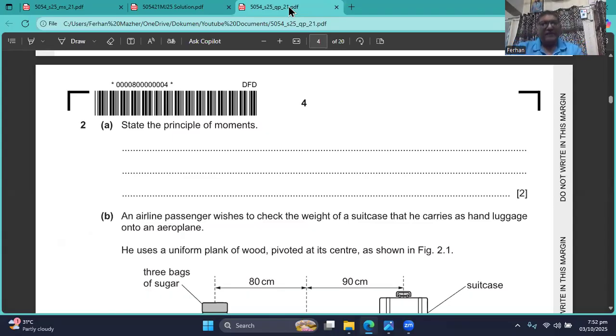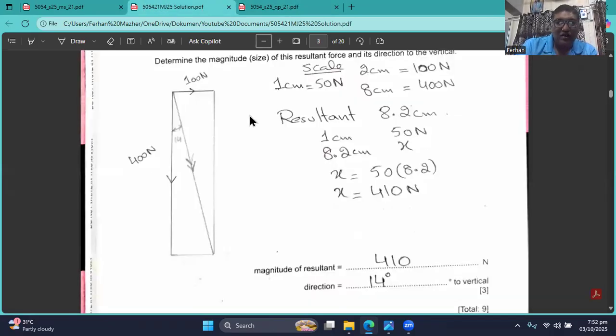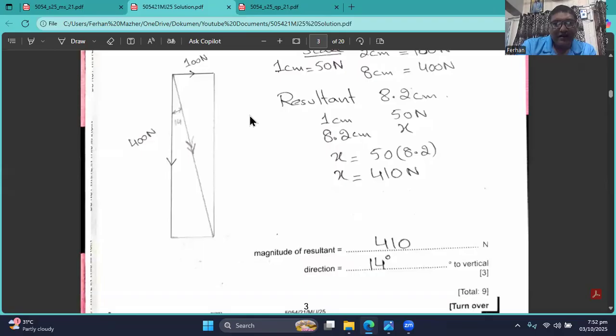Question number 2, A part: state the principle of moments. It's a 2 marks question. The principle of moments is very important. You have to define it here. You have to write the statement of the principle of moments. The principle of moments says that for a body in equilibrium about a pivot, the sum of the clockwise moments about the pivot is equal to the sum of the anti-clockwise moments. So you have to write this. I have already written this. Let me show you. And here we go.